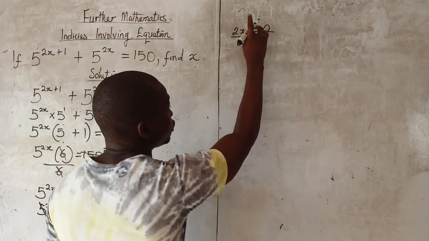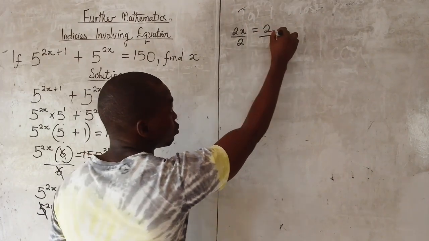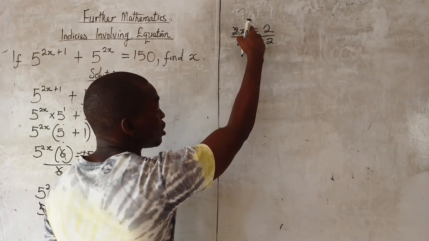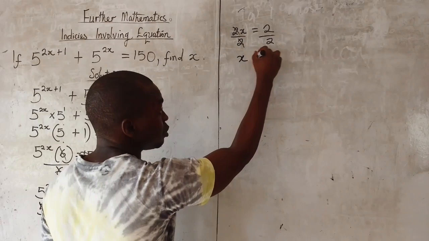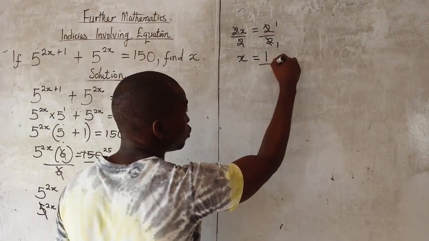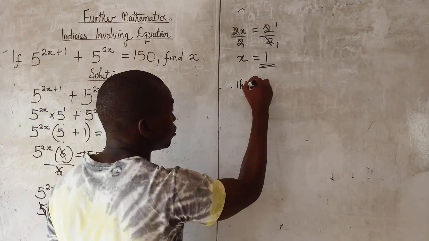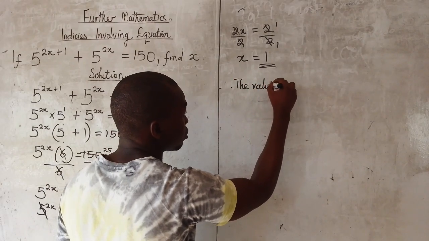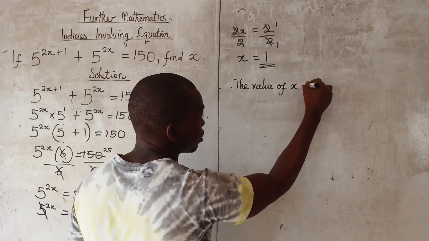Dividing both sides by the coefficient of x, which is 2, will make me have only x remaining. 2 here is 1, 2 here is also 1. 1 divided by 1 will give you 1. So therefore, the value of x is equal to 1.